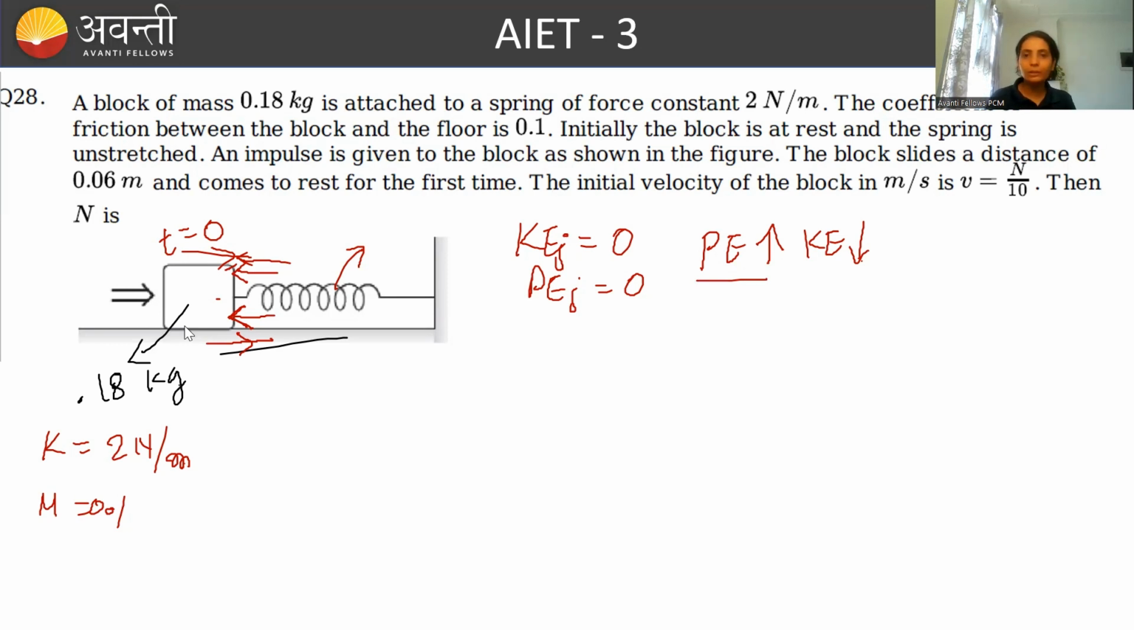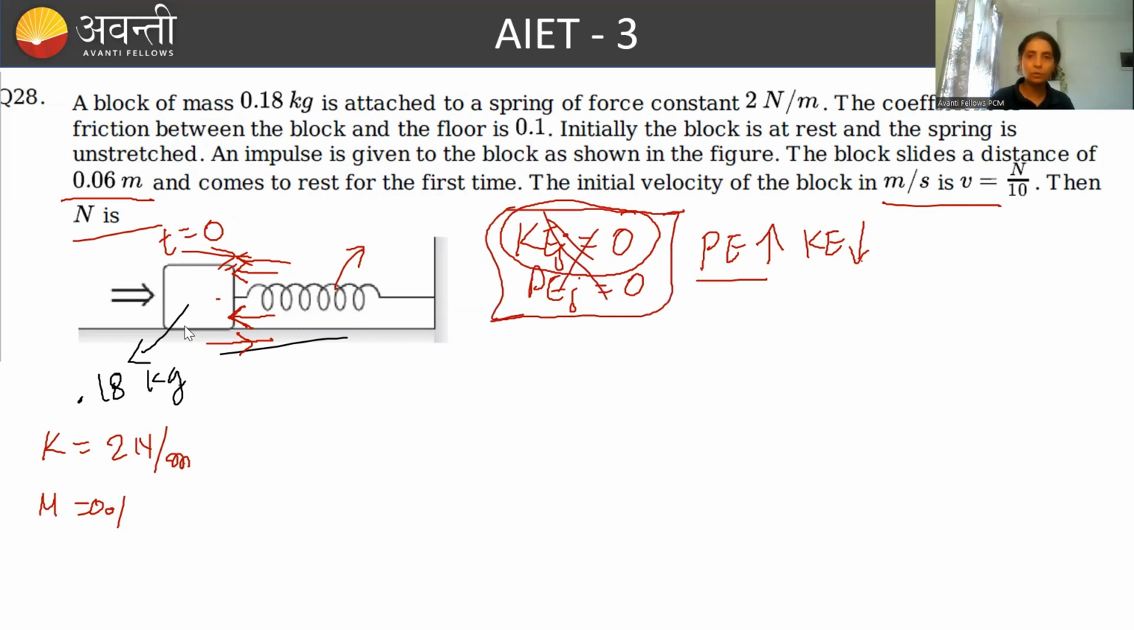Now what happened? The block slides a distance of 0.06 meter. Yani ki this spring is getting compressed by 0.06 meter. And after that, what is happening? Block is coming at rest. For the first time, the initial velocity of the block is n by 10, then n is. ये initial kinetic energy मैंने 0 कब लिखा था? Before application of impulse. So now we will talk about after application of force. तो आप इसको ऐसे ब्लॉक में करके हटा दो, डिलीट कर लो दिमाग से, ठीक है?